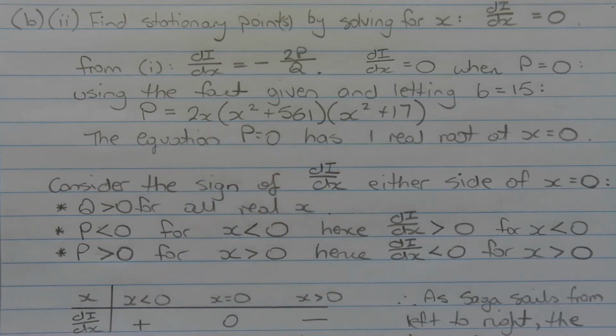Letting each of these factors equal 0, we can see that 2x equals 0 is solvable to give a real root. The other factors are not solvable to give a real root. So the equation P equals 0 has one real root at x equals 0. Next, consider the sign of dI/dx either side of x equals 0.